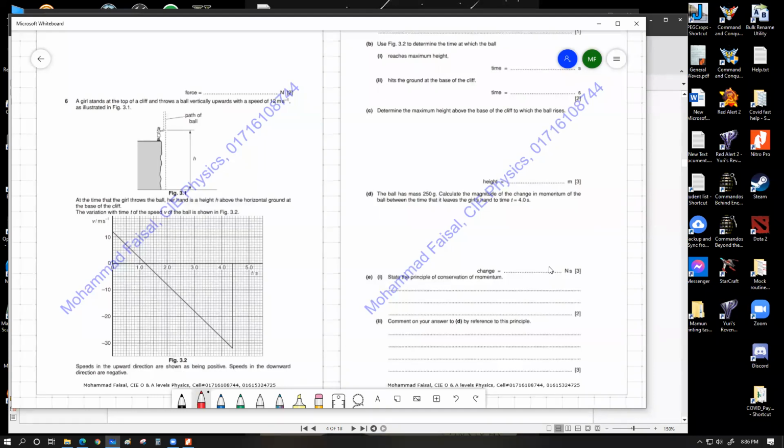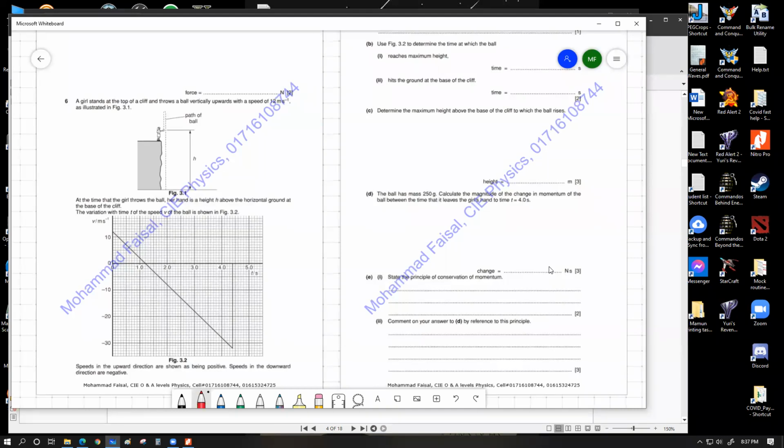Sir, the third line is not a continuation of the second line, sir? Exactly. It's just stating those numbers, because they have told us that by reference to D. Sorry, comment on your answer to D. So I just wanted to include those numbers.